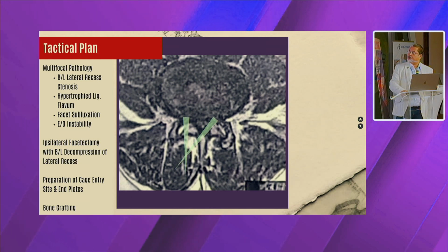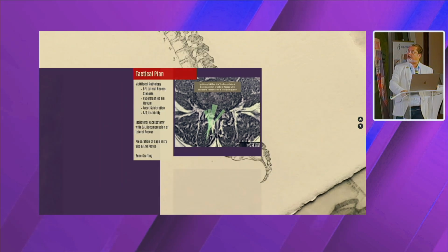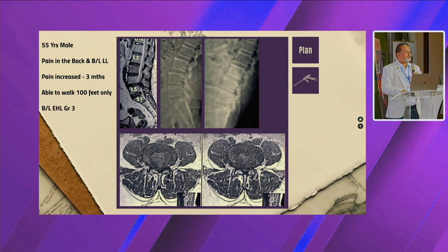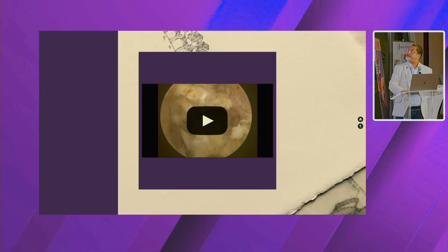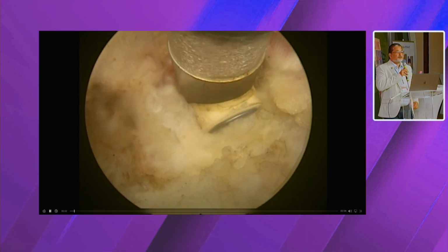So this is going to be my plan. I have to target everything. Ipsilateral, contralateral, the disc, the facet, the foramen, the extraforaminal region. So again, here we are talking about fusion.